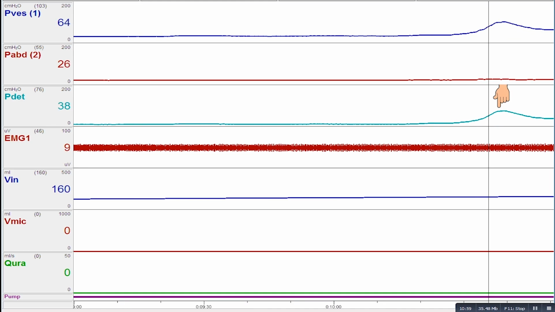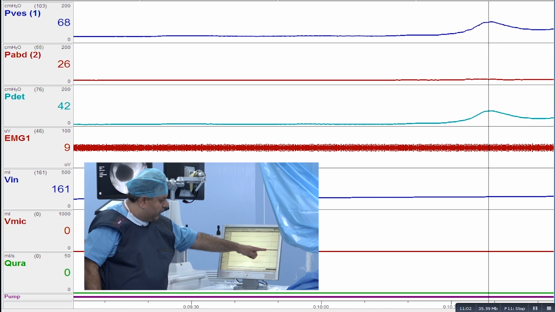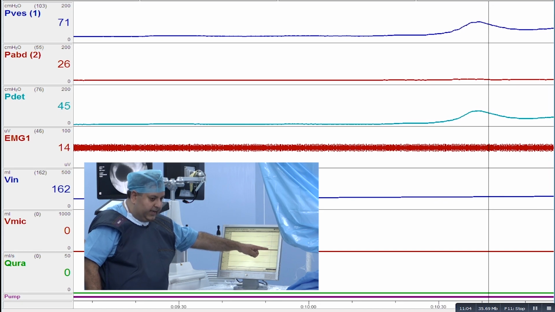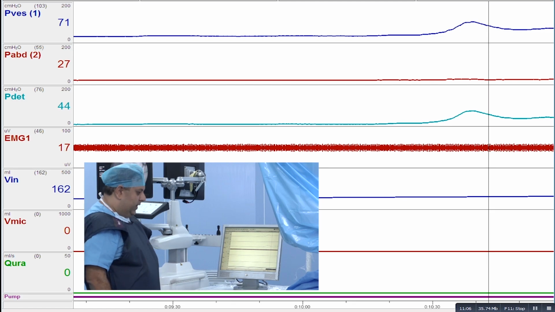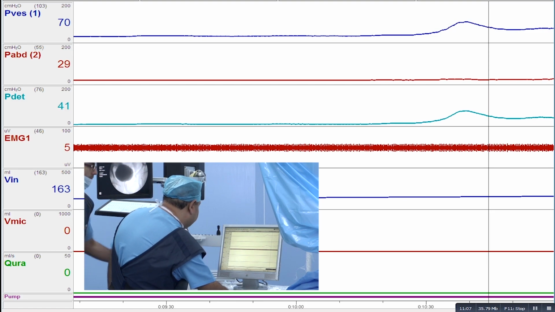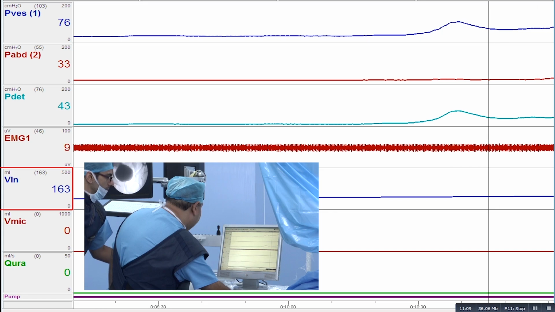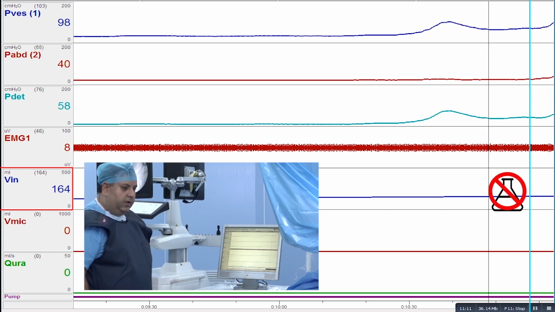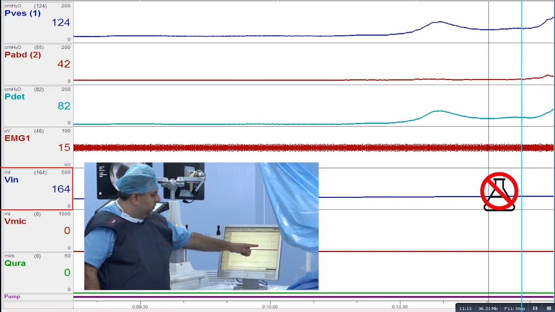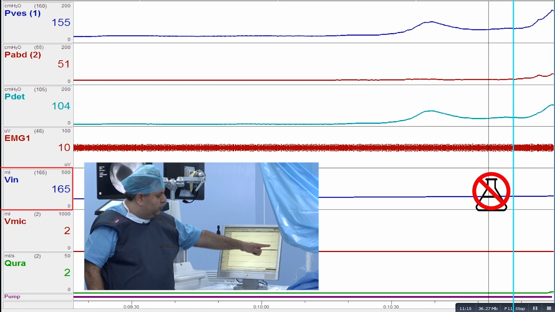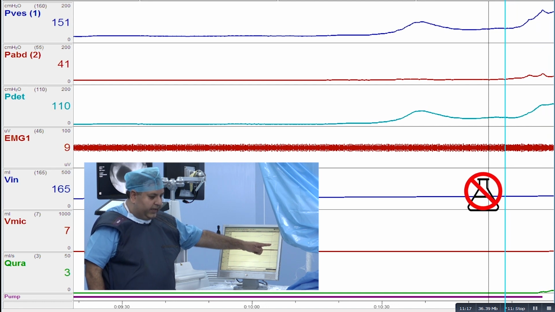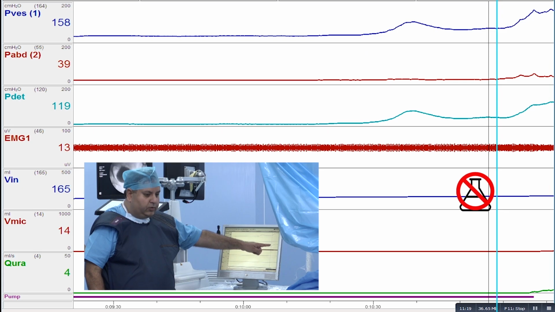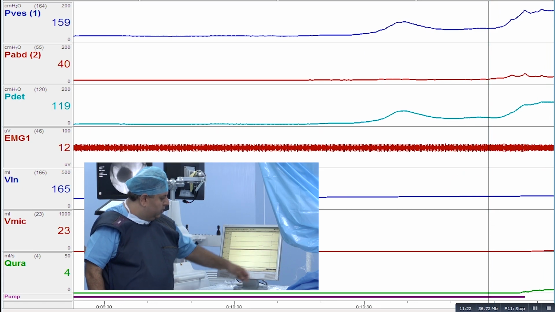We now see that there is a detrusor overactivity. We have asked the patient to try and control. He has not leaked as yet, and we'll stop the pump to see what happens. The pump has stopped, but the patient has not been able to control. The detrusor overactivity continues, and we now see that the patient is also leaking urine.